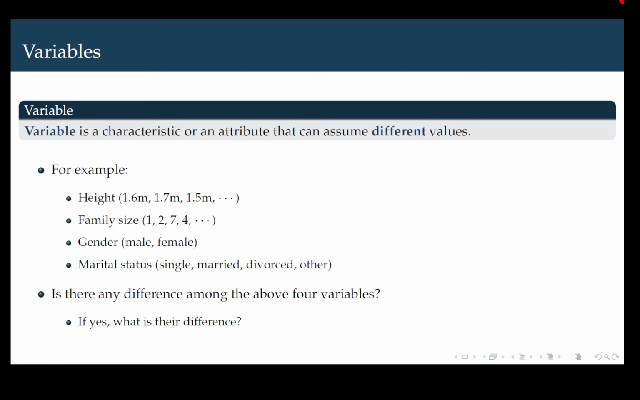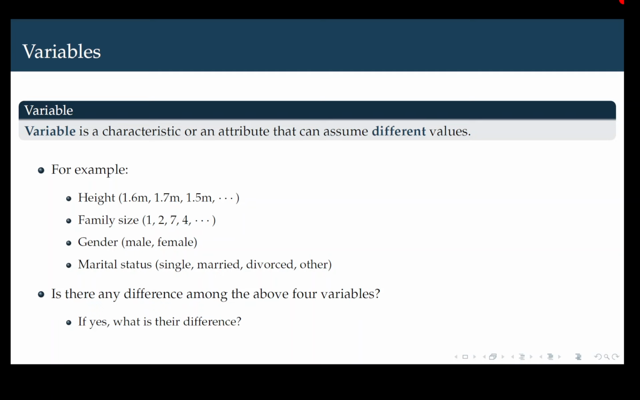So a variable is a characteristic or an attribute that can assume different values, and here when you say different values, the characteristic or the attribute should assume a minimum of two values to be identified as a variable. For example, if you consider the height of an object, it could be 1.6 meter, 1.7 meter, 1.5 meter. Then height assumes different values, therefore it is a variable.